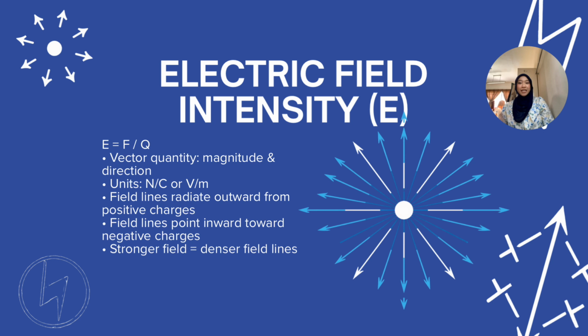Electric field intensity. The electric field describes the force experienced by a unit positive charge placed in an electric field. Instead of calculating the force between every pair of charges, we use the electric field to describe how the surrounding space is affected by a charge. Electric field lines always point away from positive charge and towards negative charge. The closer the field lines are, the stronger the electric field.